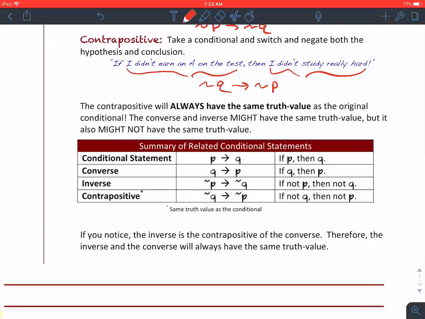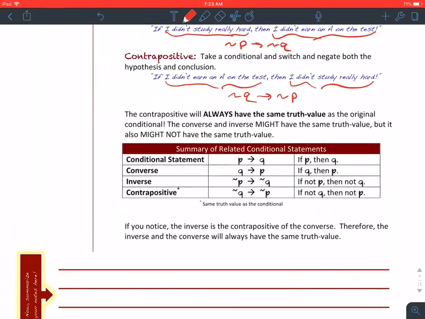So here's a summary of the conditional statements, the converse, inverse, contrapositive. Take a look at those. Your homework is section 4.3.